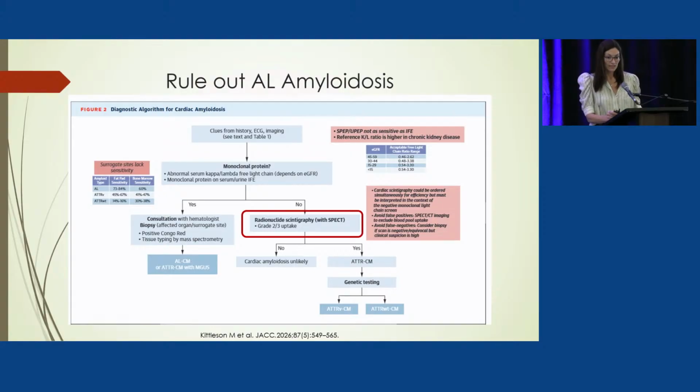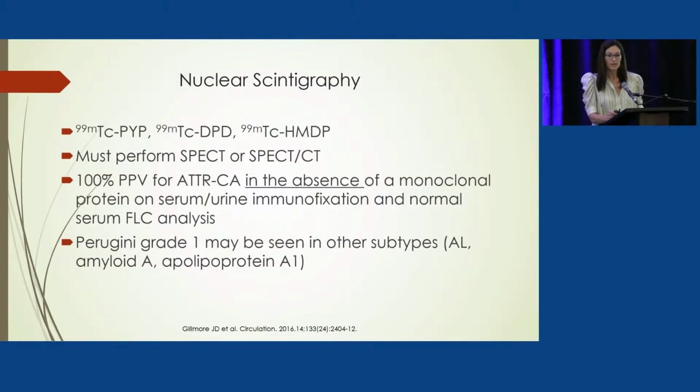So hopefully at this point you have ruled out AL amyloidosis, you have no monoclonal protein, you have a normal free light chain ratio. So the next step is to follow the pathway for the non-invasive diagnosis of ATTR cardiac amyloid. And to do this, you're going to perform bone scintigraphy, and you're looking for grade 2 or grade 3 uptake. There are 3 radiotracers which are available. The one we more commonly see in the United States is PYP, and in Europe DPD and HMDP.